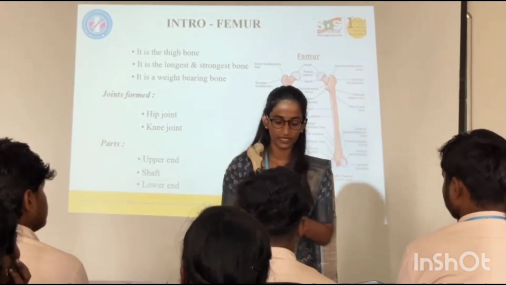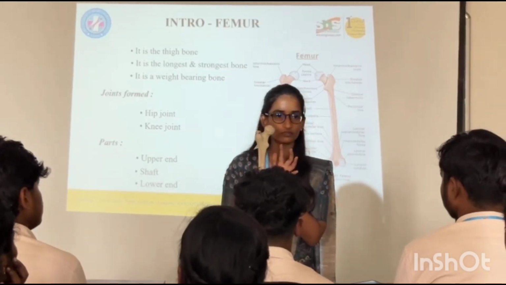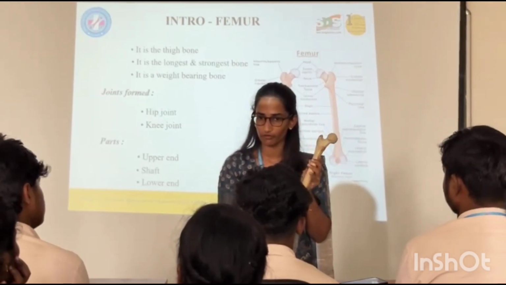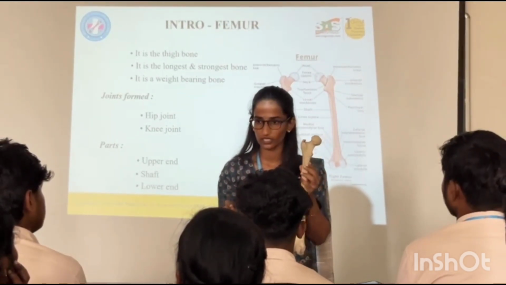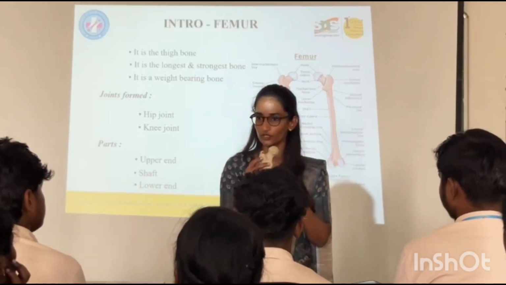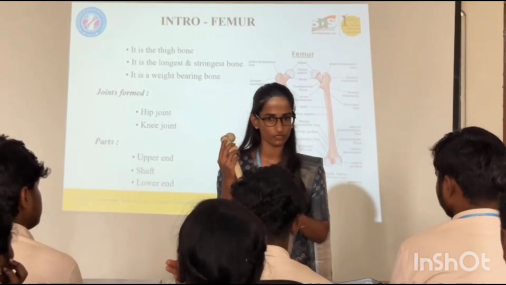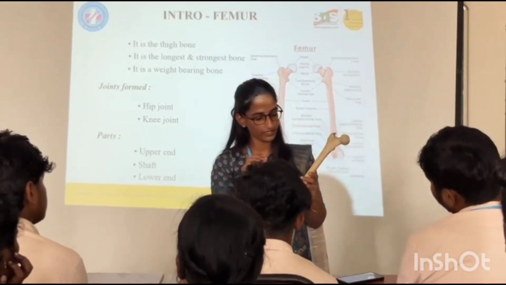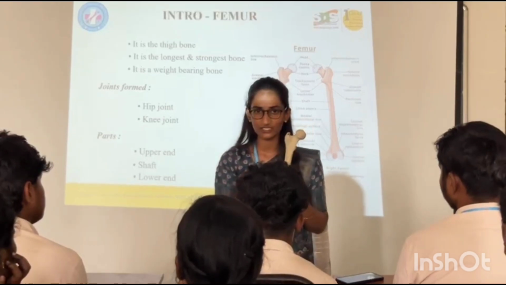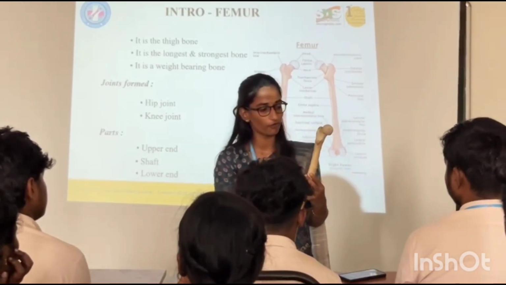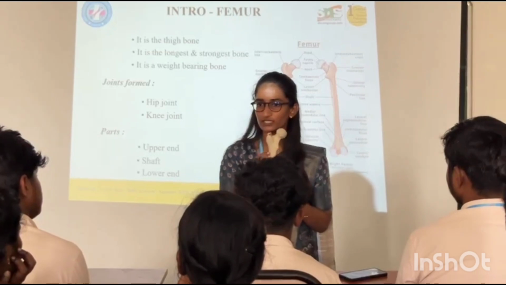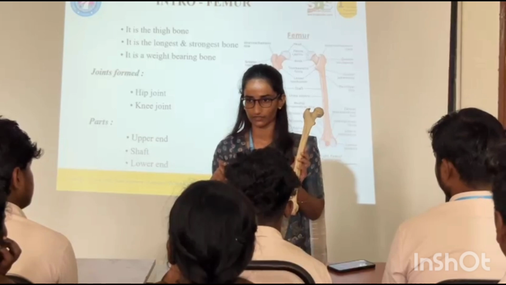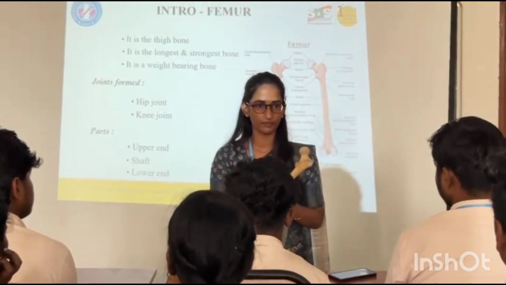This medial lip runs superiorly to form the gluteal tuberosity, and it runs inferiorly to form the medial supracondylar line. Regarding the lateral lip, it similarly runs superiorly to form the spiral line, and then inferiorly it runs to form the lateral supracondylar line. Okay, this is all about the femur bone.